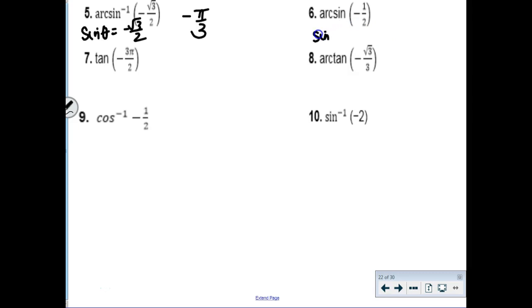Notice there's a lot of sines and tangents on here, right? Because those are the tricky ones. Where is sine negative 1/2? But make sure you're looking in the right place and you're giving it the right name.